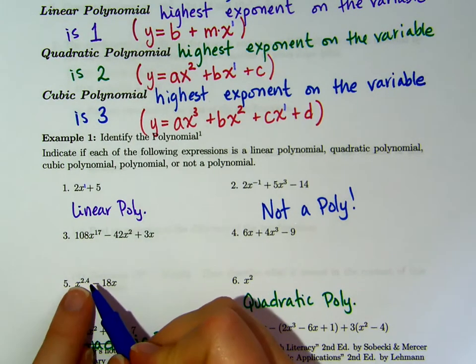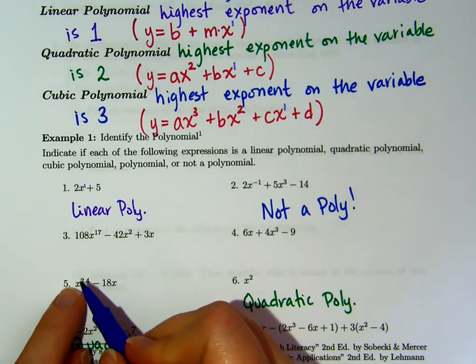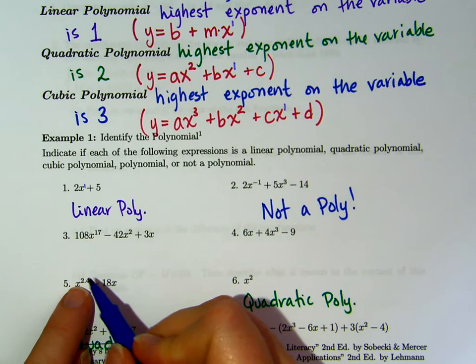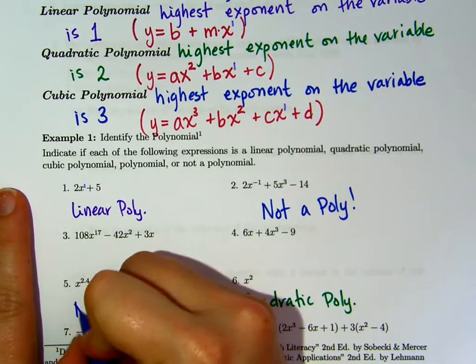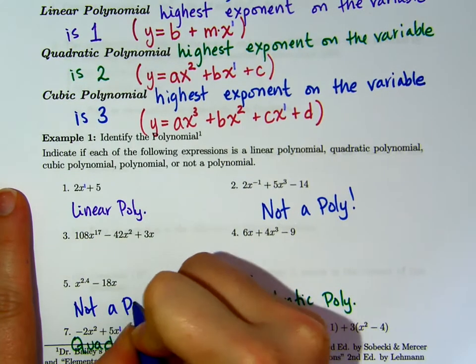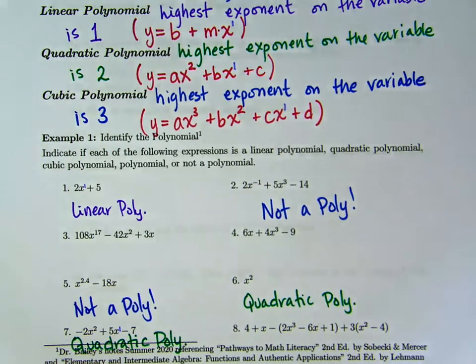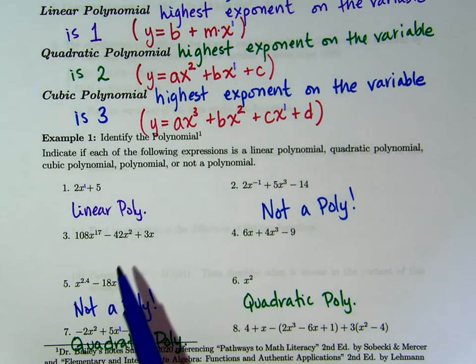Here. 2.4 is not a whole number. That is a whole and a partial. 4/10 is a fraction of a piece or a portion of a piece. So this is not a polynomial. Very good.